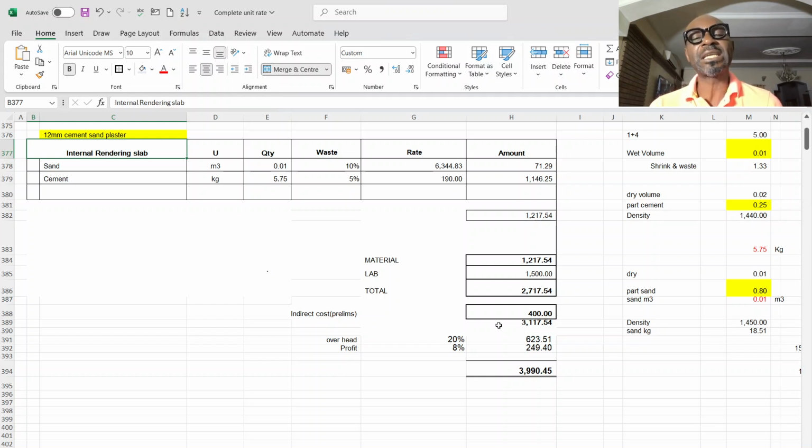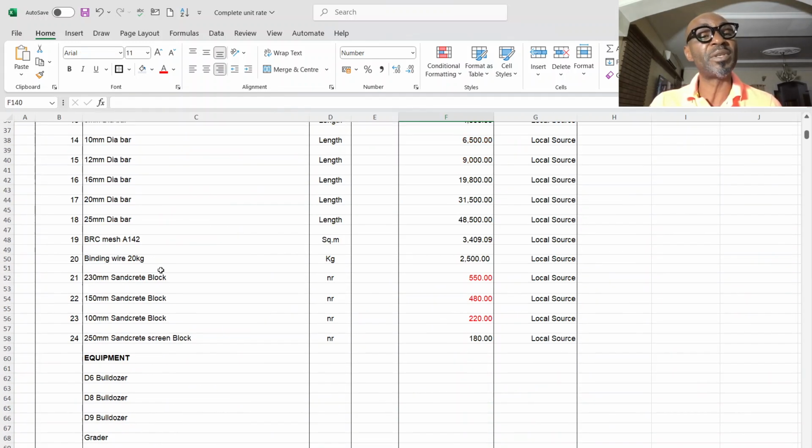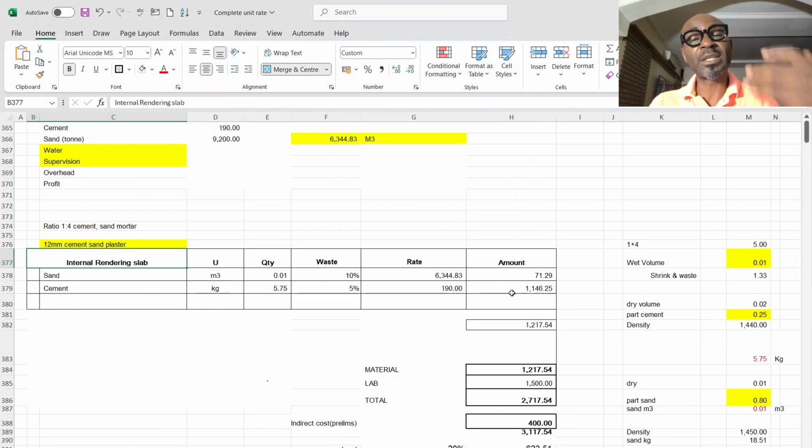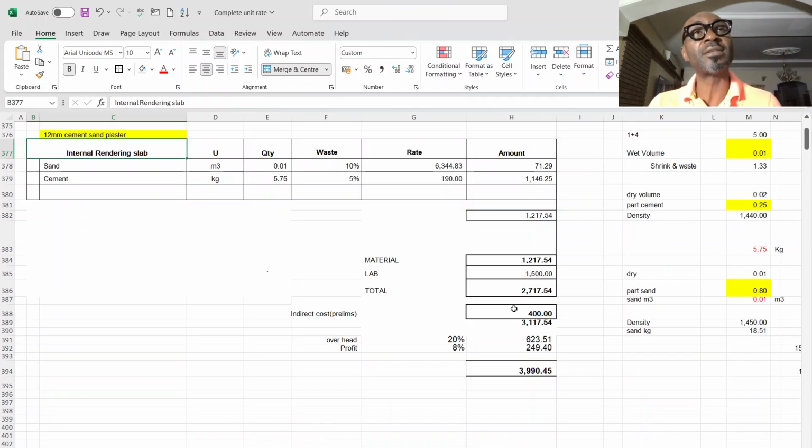But if you have all of these files with you, you've prepared this, it is simply your basic rate. You just go to the market, you update your basic rates. This rate automatically will update, and immediately you can have a current rate as at when due.